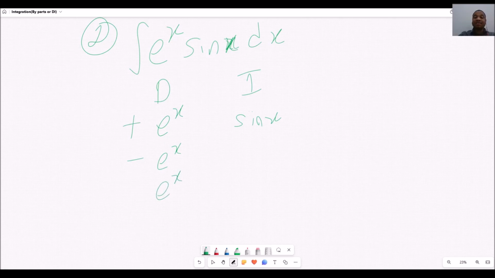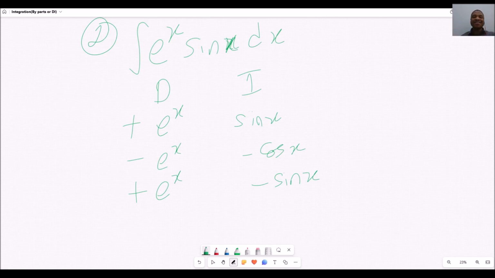If I integrate this, I get minus cos x. Is it minus cos x? Yeah. If I integrate this, I get minus sin x, plus. You see, it keeps repeating.